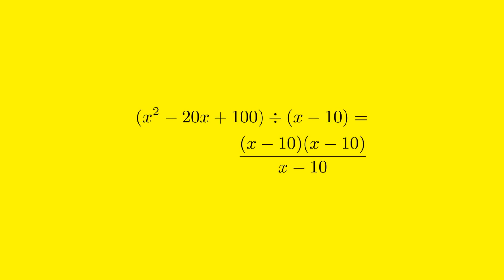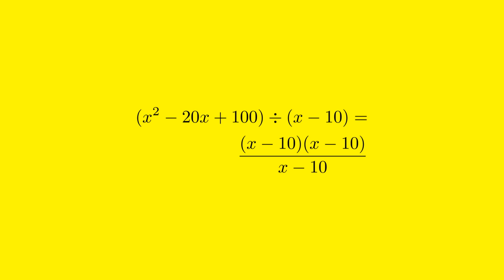To solve the problem of reducing the rational expression x squared minus 20x plus 100 divided by x minus 10 to its lowest terms, we begin with step 1, which is to factor both the numerator and the denominator if possible. First, examine the numerator, which is x squared minus 20x plus 100. To factor this quadratic expression, look for two numbers that multiply to 100 and add up to minus 20. Those two numbers are minus 10 and minus 10.